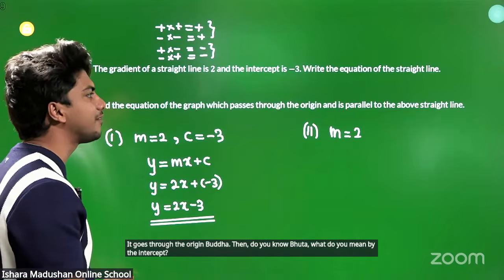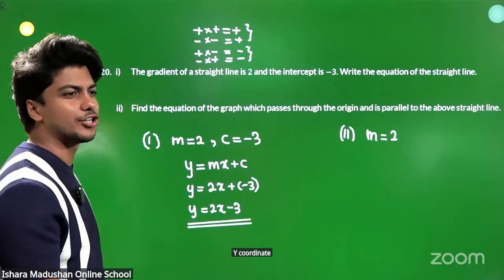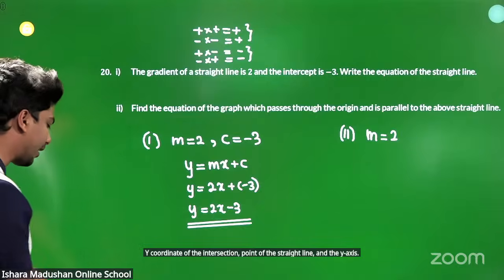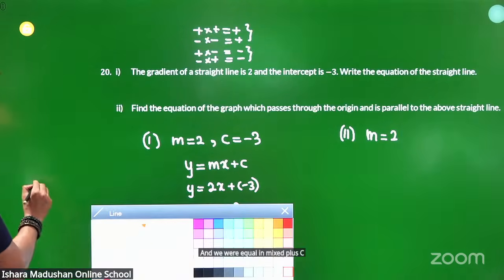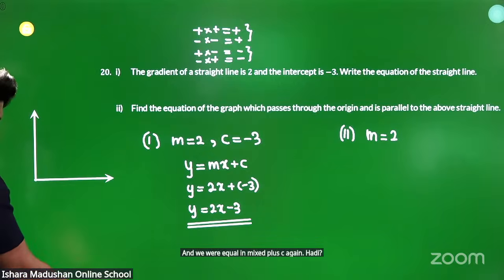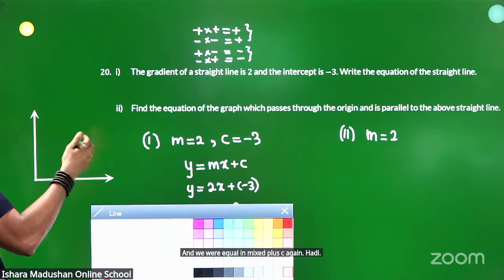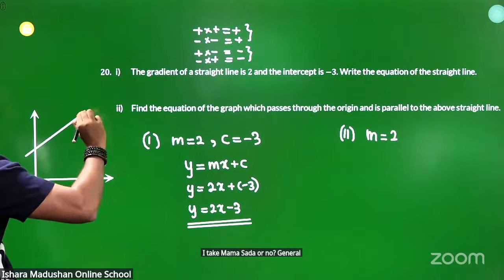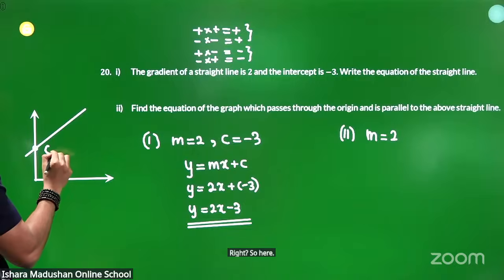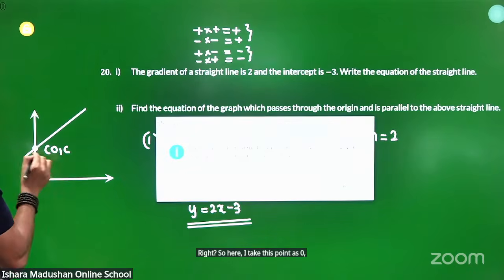Intercept is the y coordinate of the intersection point of the straight line and the y axis. Now how did y equal mx plus c come about? Let's take a general straight line like this. Here I take this point as 0, c. So the y coordinate of this point is c.